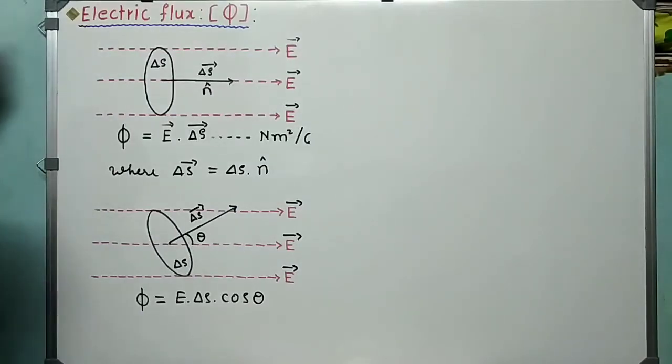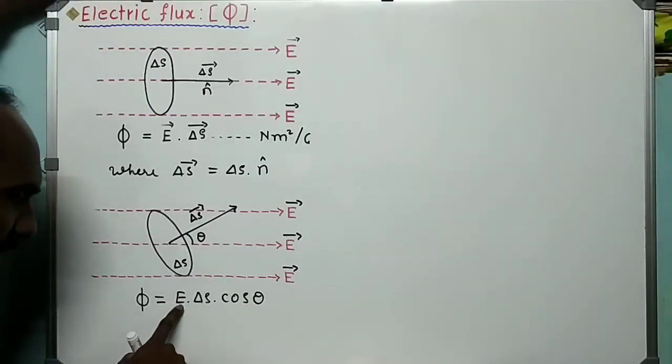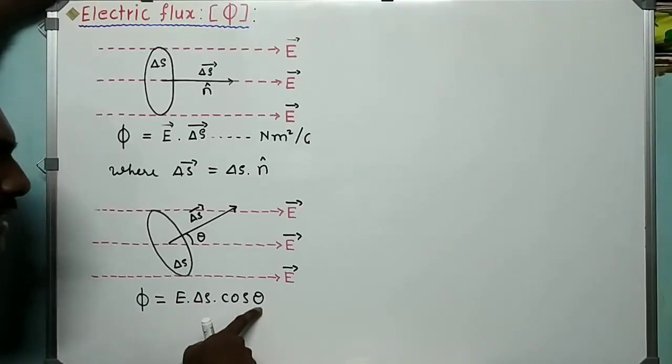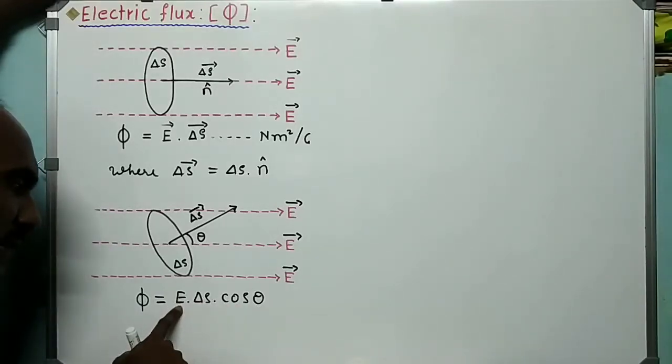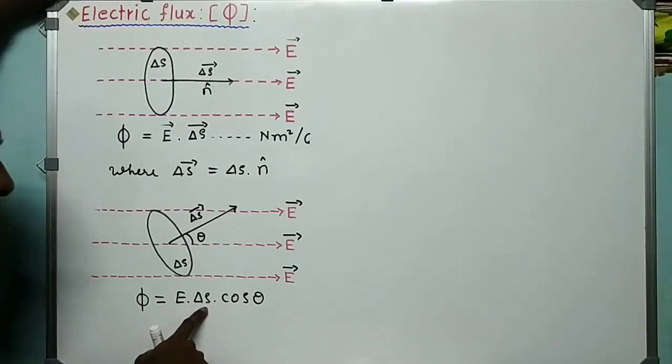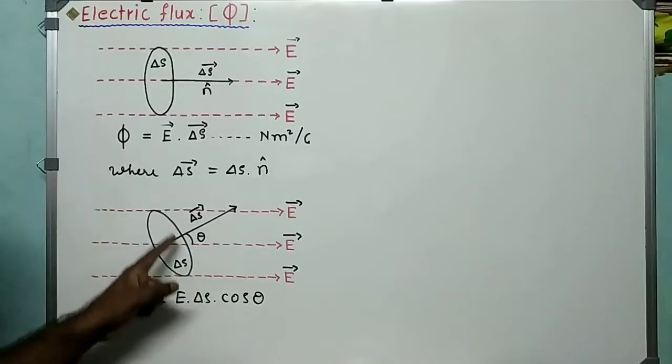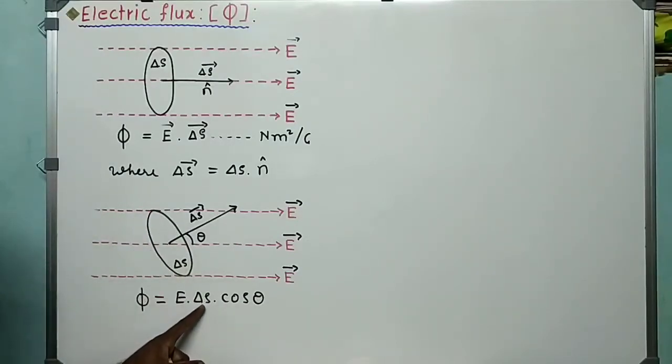Getting the idea? Now see here, E is the electric field, delta S is the area of the surface, and theta is the angle between the electric field vector and the area vector. Okay, and this is the flux through the surface of area delta S. Now tell me, what is the meaning of electric flux?